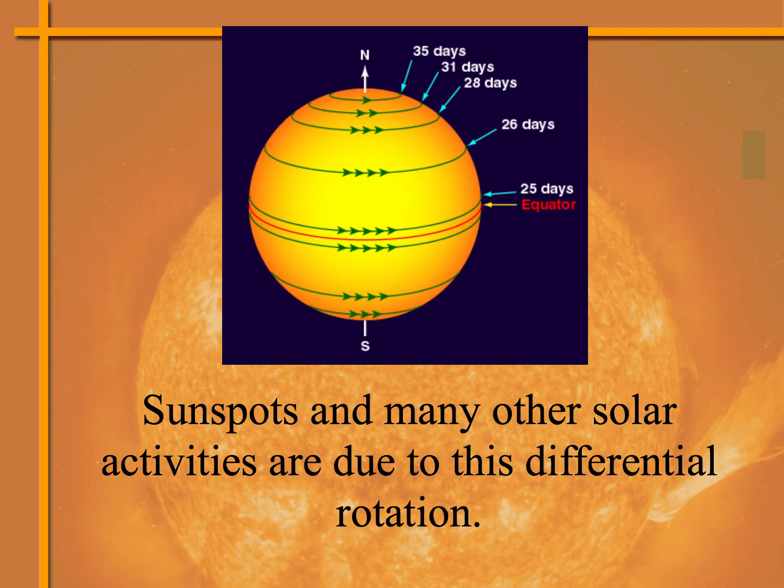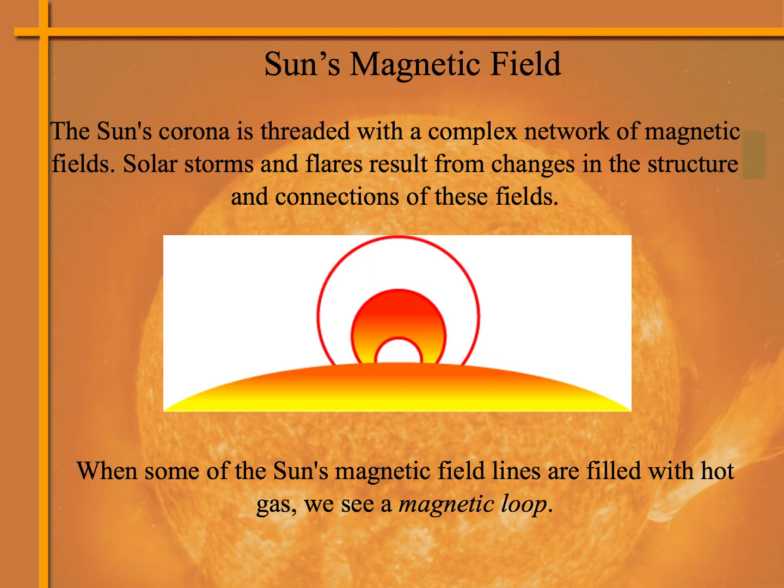Here is an image showing you the number of days it takes for solar material to rotate based on latitude. Many solar storms and sunspots are actually a result of this differential rotation. The sun literally gets tangled up. We see that a lot of solar storms and disruptions are caused by the sun's magnetic field getting twisted because of this differential rotation. When you see looping storms like this, they are actually following the sun's magnetic field lines.